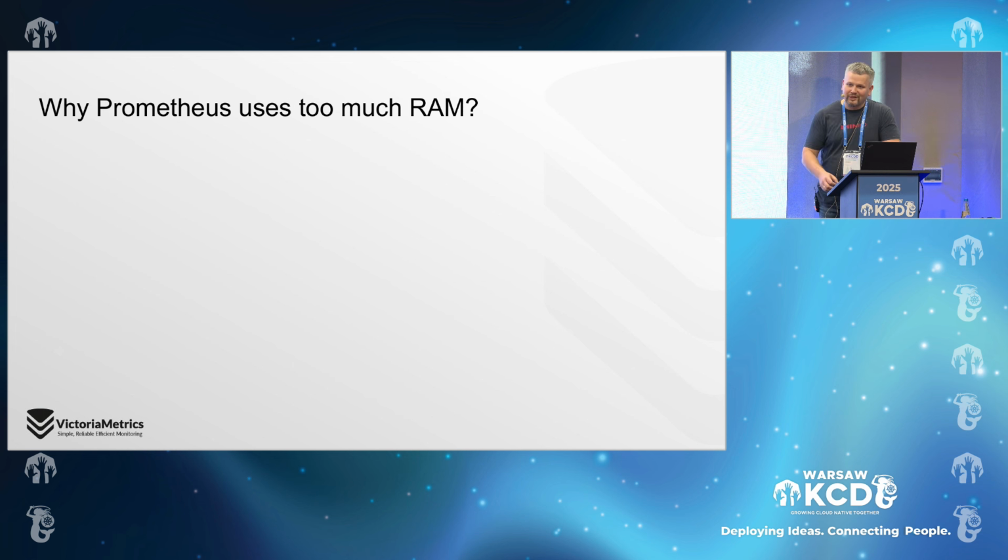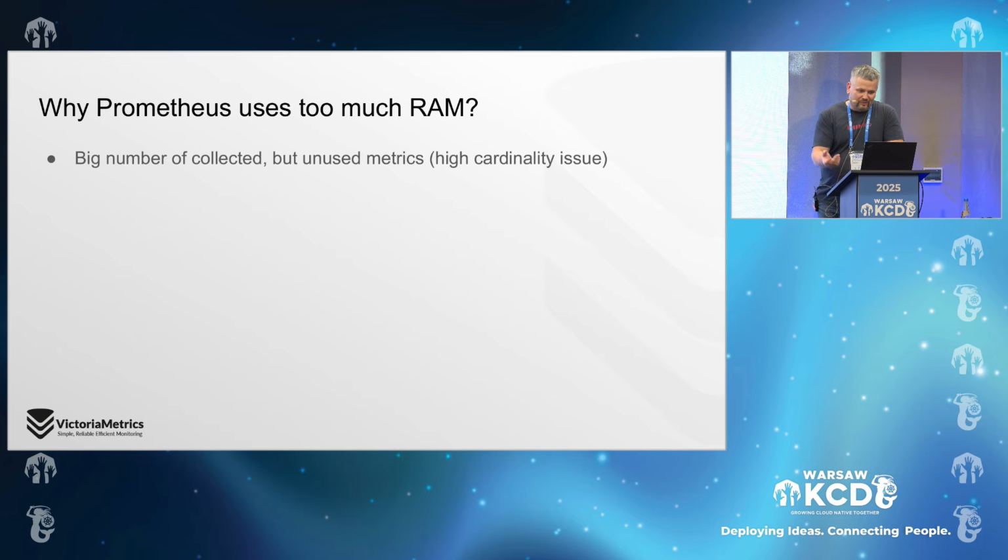Why does Prometheus use too much memory? Because in Kubernetes, it collects a lot of metrics, and a big share of these metrics remains unused. You never use them in alerting rules, you never use them in dashboards, you never use them during incident investigations. And this big number of metrics leads to high cardinality issues. That's a common phrase. Whenever you hear this phrase, this means that too many metrics are collected by some systems such as Prometheus.